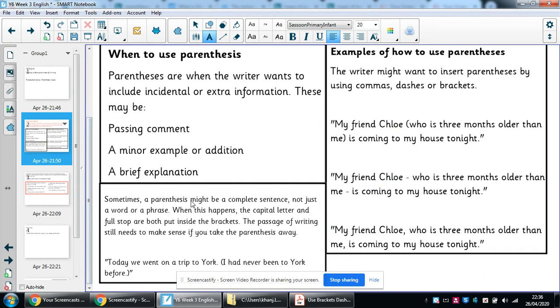However, sometimes a parenthesis might be a complete sentence, not just a word or phrase. When this happens, a capital letter and full stop are both put inside the brackets. The passage of writing still needs to make sense if you take the parenthesis away. For example, today we went on a trip to York. That makes sense on its own, but the writer wanted to add more information afterwards. Therefore, they added brackets, with a capital letter as well as a full stop within the brackets. So: today we went on a trip to York. (I had never been to York before.) So you can also do this.